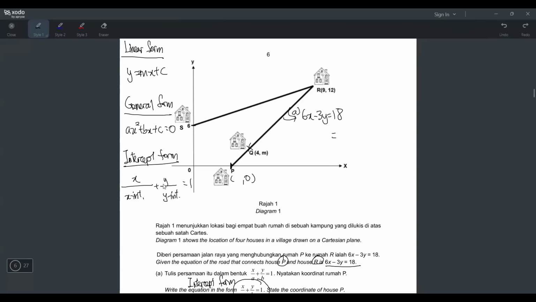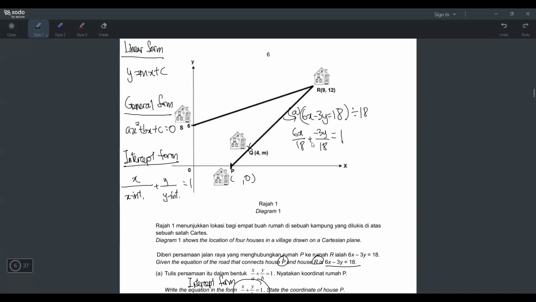Now, how to make it into intercept form? Focus on the right hand side. You want the right hand side number to be 1, right? So 18, how to become 1? You will divide by 18, right? The reason you are doing this is because you want this number to be 1. But when you divide 18, everyone also has to divide by 18. So the 6x has to divide by 18. The negative 3y also has to divide by 18.